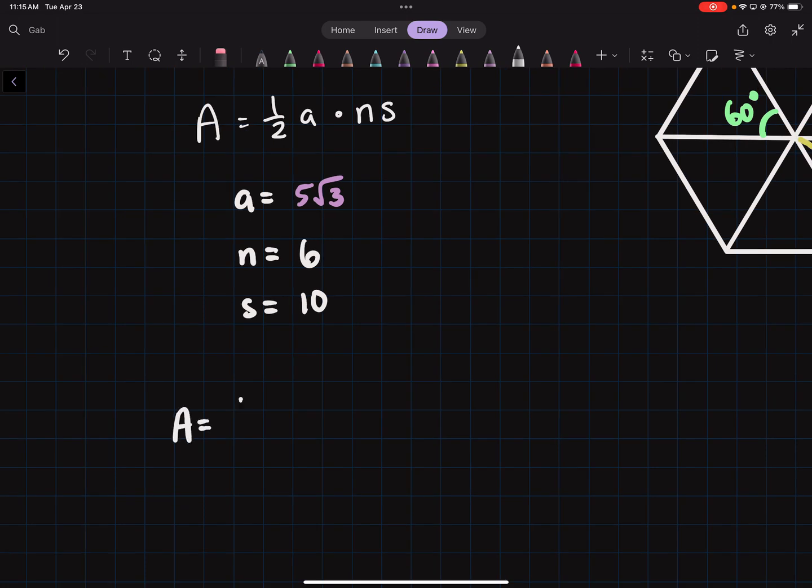Area is 1/2 times n is sides, s is side, times the apothem. N is 6, the side is 10. And where's the s? Side 10.